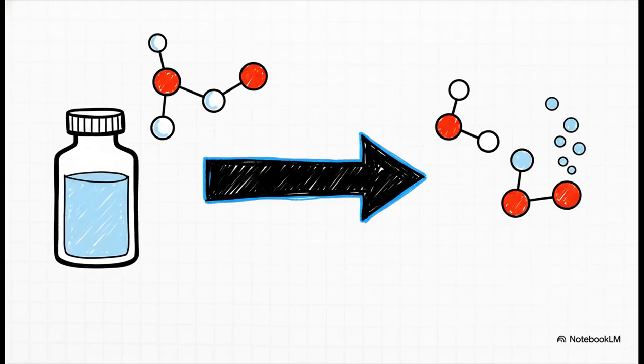So we're going to look at a really common chemical, hydrogen peroxide. Yeah, the same stuff you might have in your medicine cabinet. What's interesting is that it naturally breaks down, or decomposes, into plain old water and oxygen gas. And our goal is to figure out just how fast that happens.